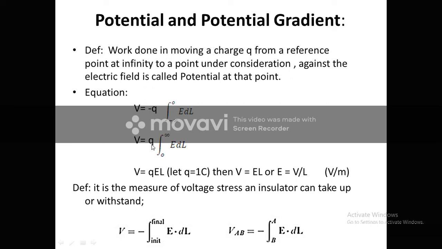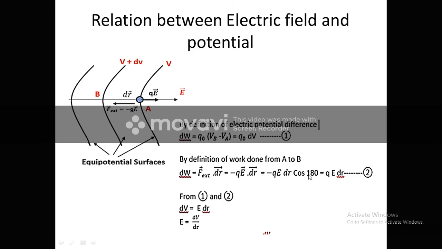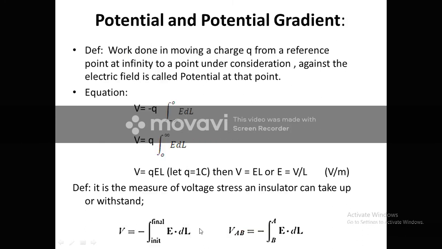Okay, so q will be equal to 0 to plus infinity of q E dl. Let q be equal to 1, then V is equal to q E l, or E is equal to V by l. Okay, initial to final point.